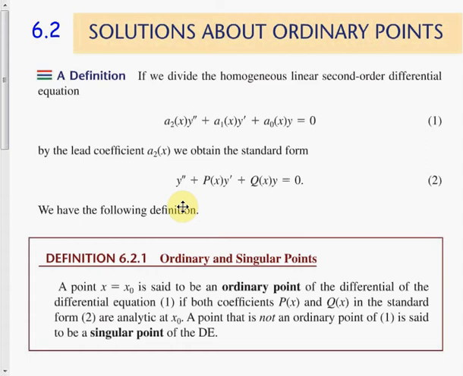When we do that, we call the values x naught. A point x equal to x naught is said to be an ordinary point of the differential equation if, number one, that first equation, both coefficients p of x and q of x in the standard form of equation 2 are said to be analytic. That is, for a function to be analytic at a particular point, we say that that function is well defined.